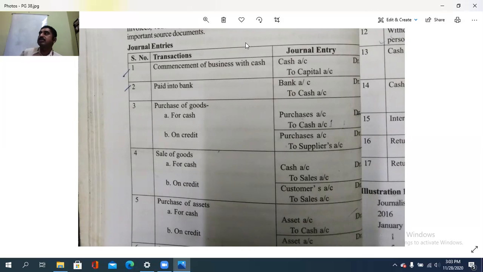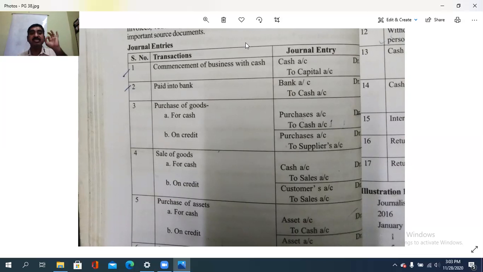Because debit all expenses and losses and credit all incomes and gains. What is the income coming here? The sale. As a sale, the revenue is generated. So that is why the sales account is credited. Why is the cash debited? Because cash is coming into the business. Debit what comes in.